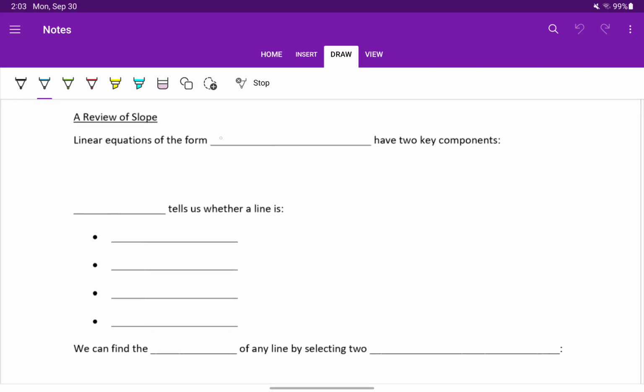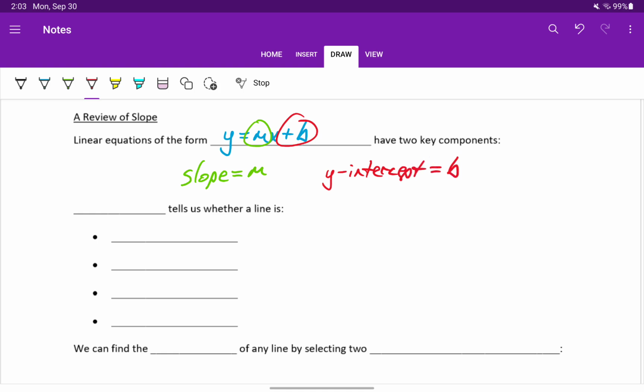Anytime we have a linear equation of the form y equals mx plus b, written in slope-intercept form, then we have two key components for that equation. Our value for m, which is the slope, and our value b, which is the y-intercept. We'll focus primarily on slope here, since that's going to tie into our concept of rate of change.